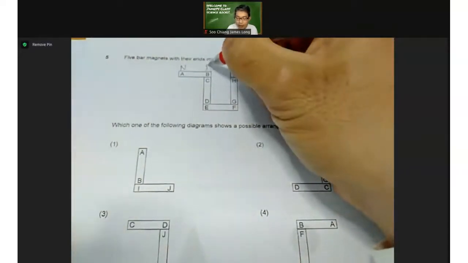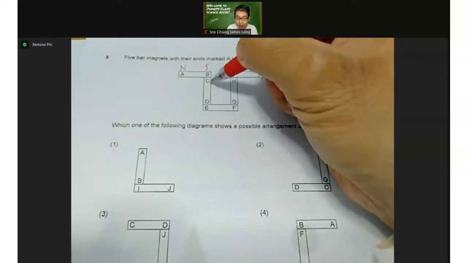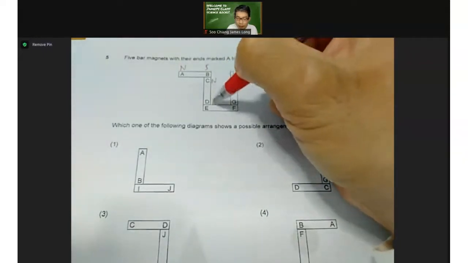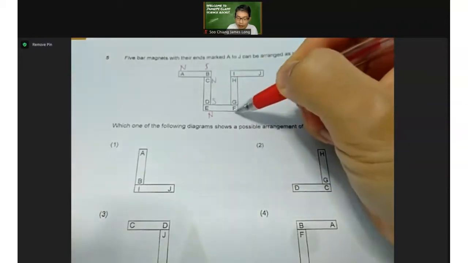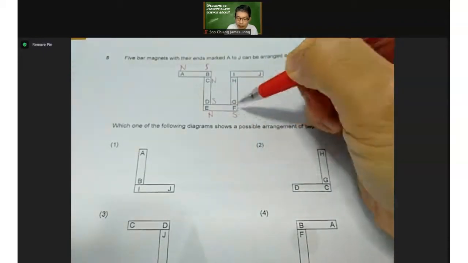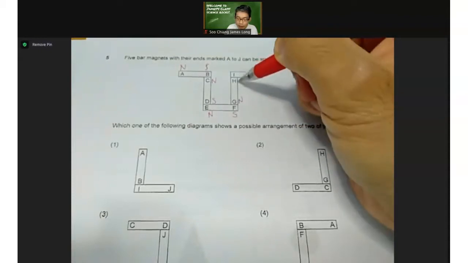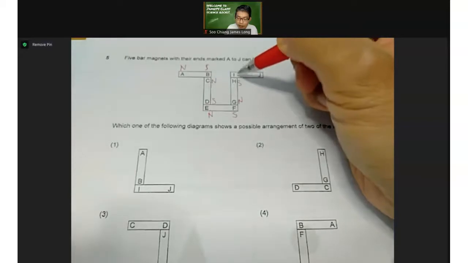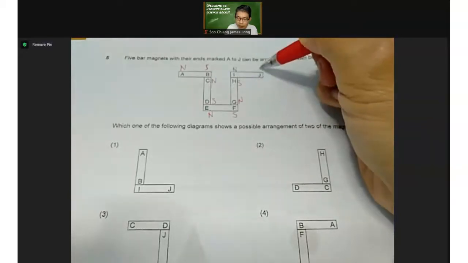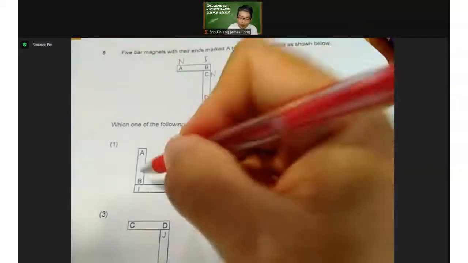We know that unlike poles attract, so this must be a north, then south. If this is south, this must be a north-facing pole, then this is south. Unlike poles attract each other. Alright, now the answer here would be 1.